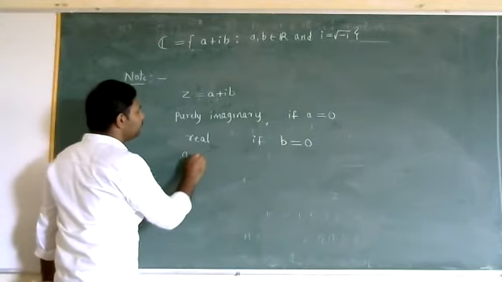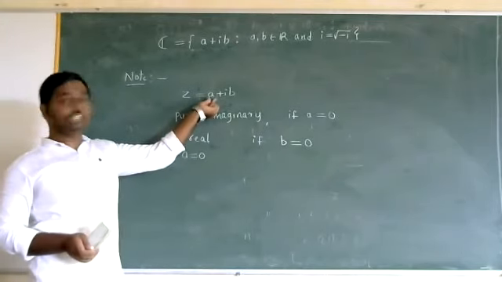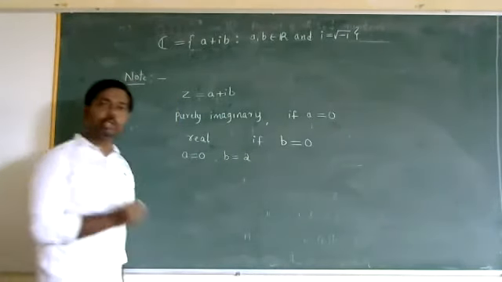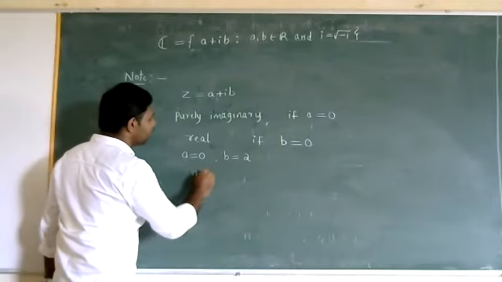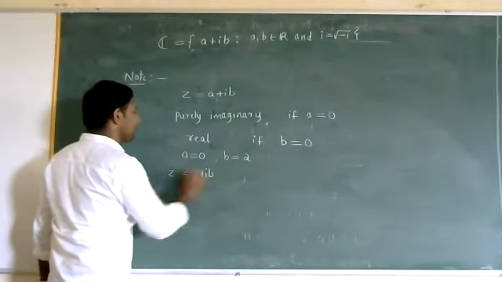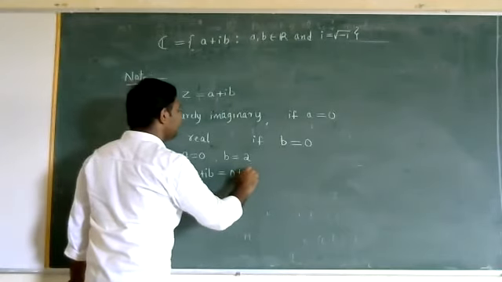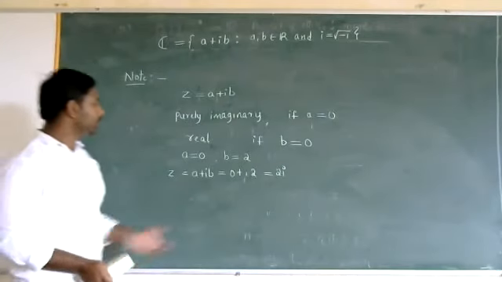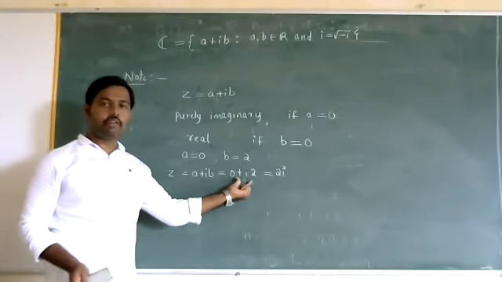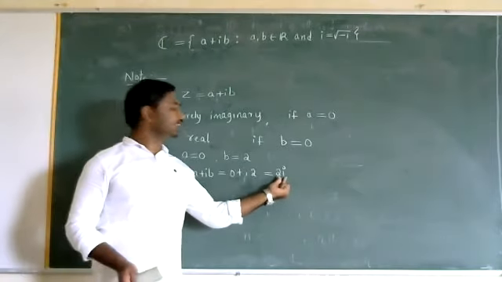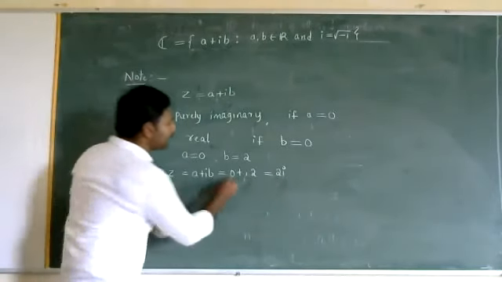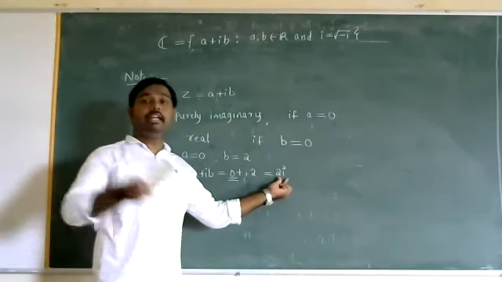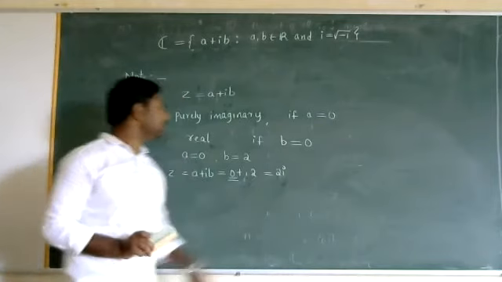For example, if I put a equal to 0, the real part is 0, and if I take b to be say 2, then what is a plus ib? It is 0 plus i into 2, or I can write it as 2i. So it is a complex number whose real part is 0, so it is called a purely imaginary complex number.